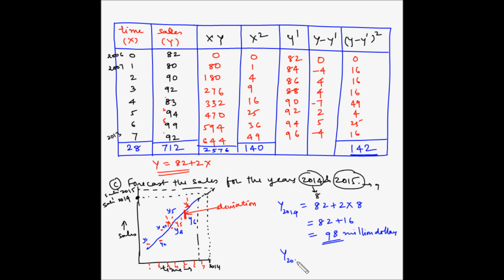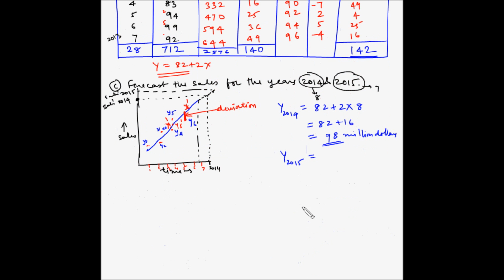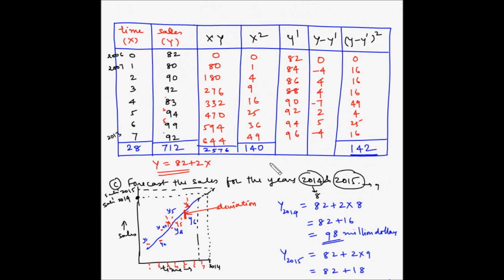Similarly, y for 2015 is equal to 82 plus 2 multiplied by 9. So 82 plus 9 2s are 18. So this is equal to $100 million. So these are the sales numbers for 2014 and 2015 using the linear regression method.